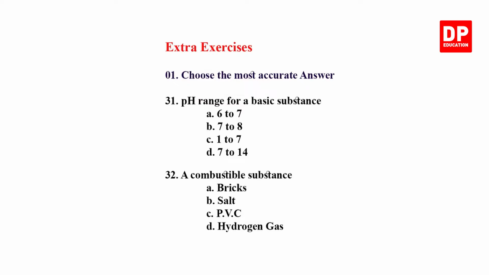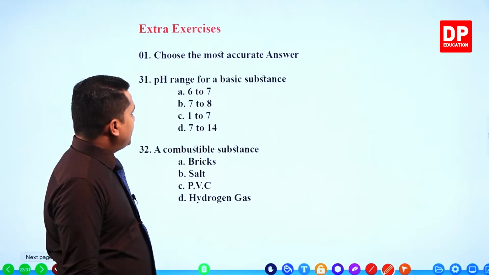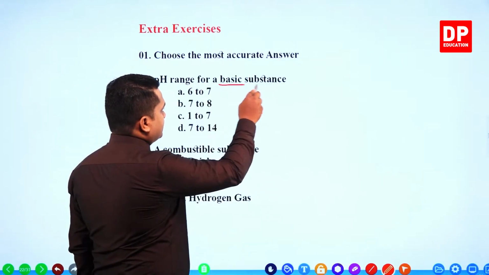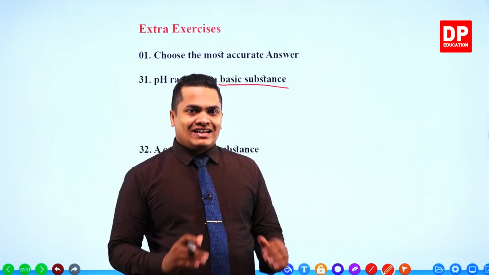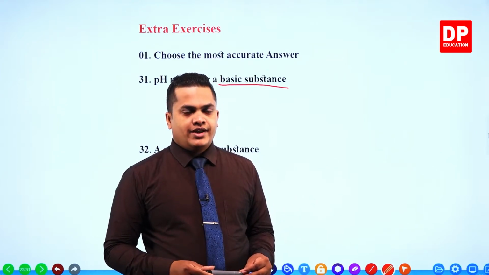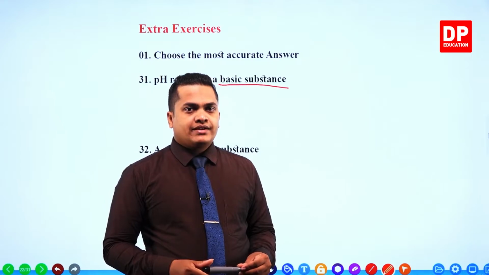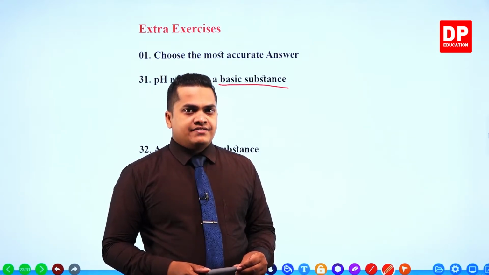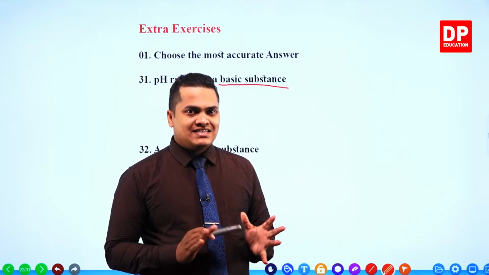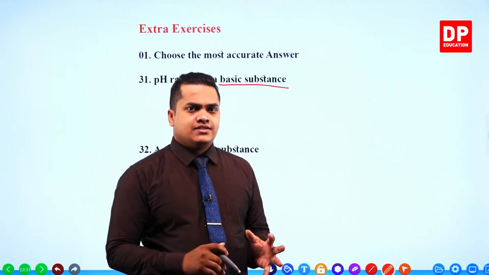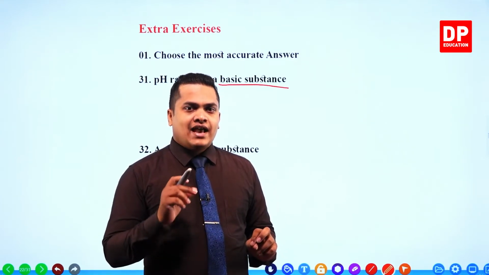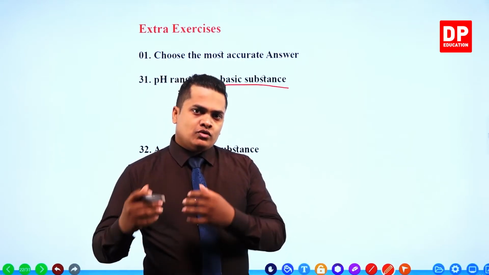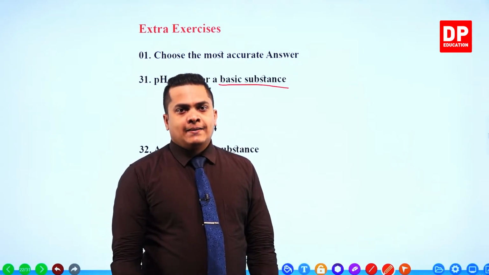pH range for a basic substance. If it is a base, then the pH value should be greater than 7, right? If it is exactly 7, then it is a neutral substance. If it is less than 7, then it is an acidic substance. 1 to 7 is acidic, exactly 7 is neutral, and greater than 7 is basic.